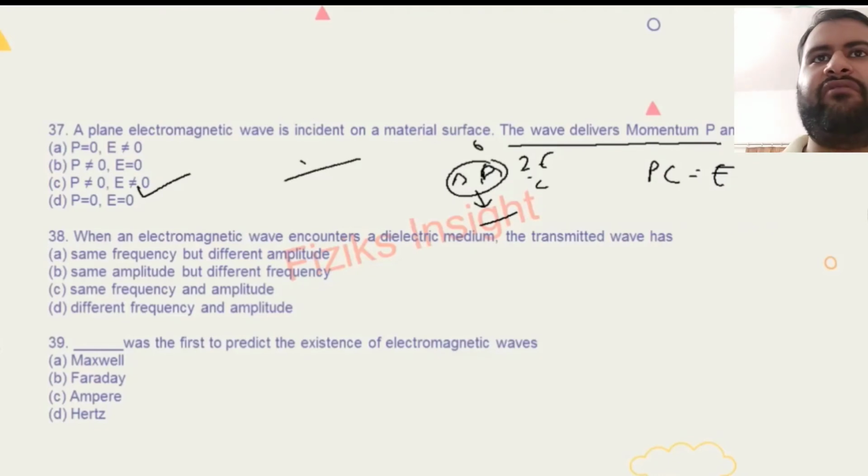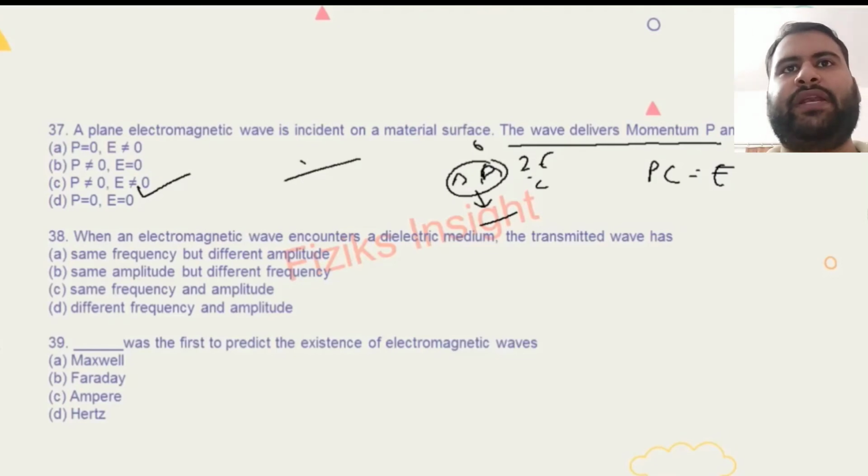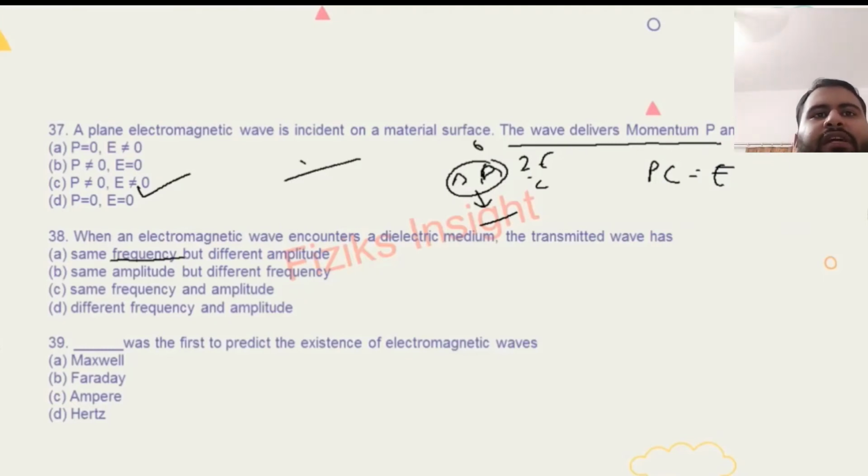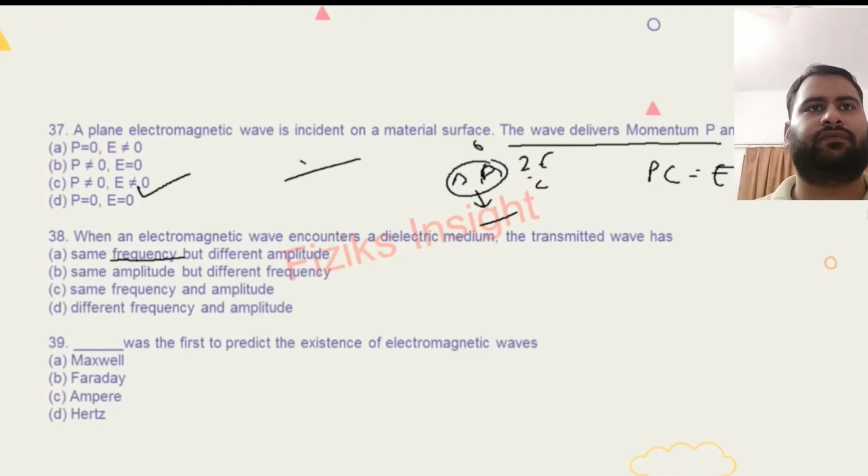When an electromagnetic wave encounters a dielectric medium, the transmitted wave has same frequency but different amplitude, same amplitude but different frequency, same frequency and amplitude, different frequency and amplitude. So which option is correct for the 38th question? It is A option. Same frequency but different amplitude, as frequency is a unique property of a wave. Wherever the wave goes, the frequency remains unchanged.